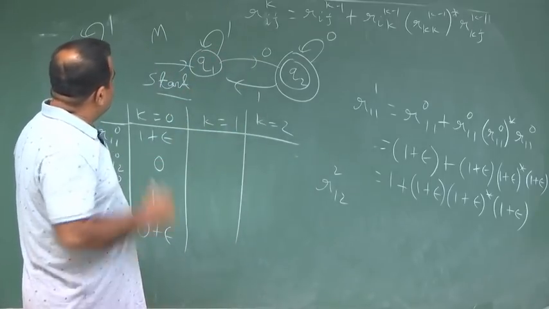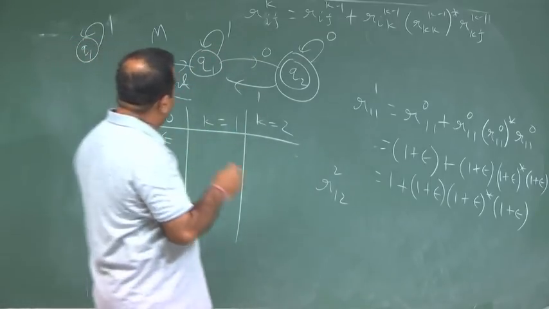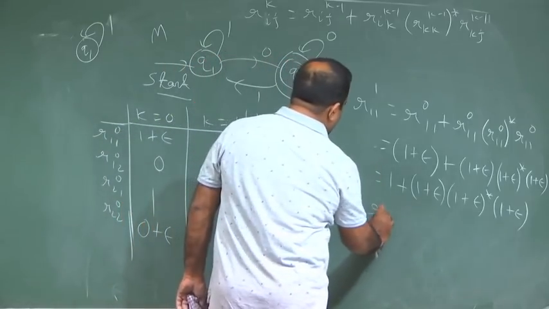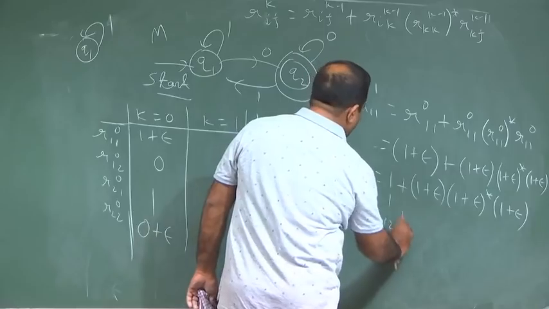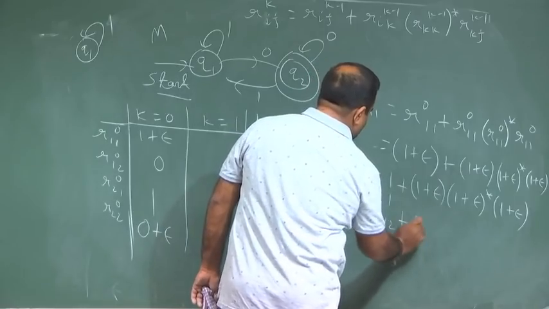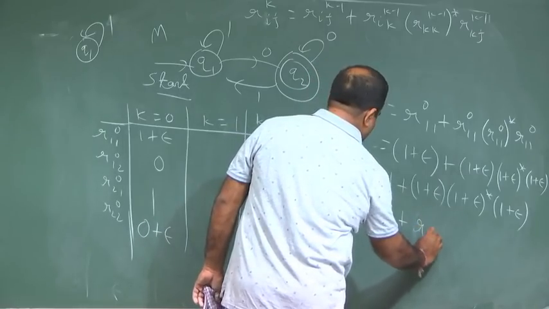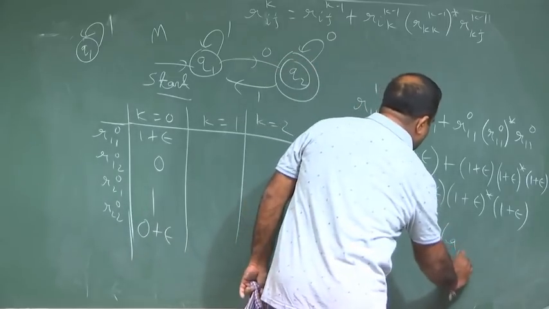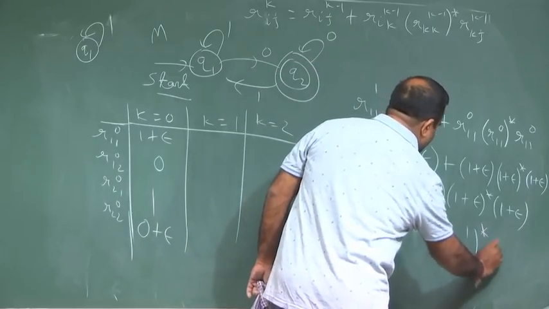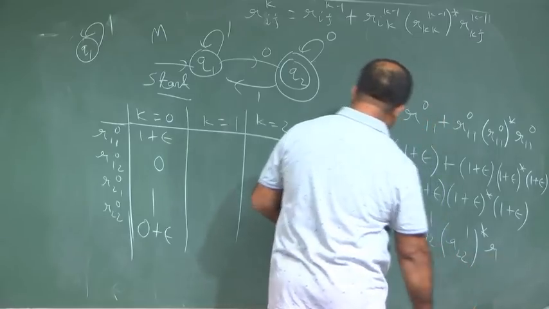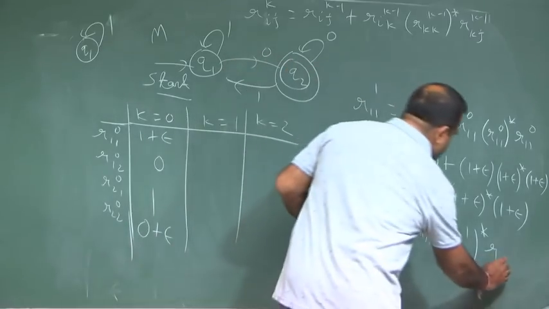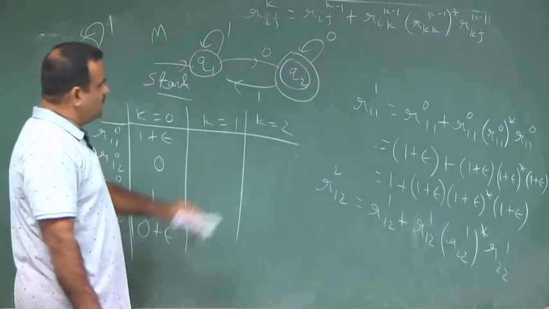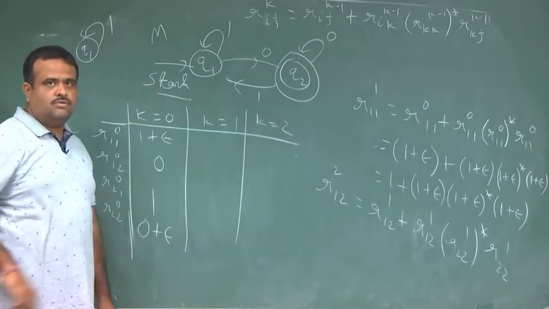So, R 1 to 2 is nothing but, if we use the formula, R 1 to 1 plus R 1 to 1, then R 2 to 1 star, then R 2 to 1. So, we can use this table to get this value. I want you to do this as an exercise.